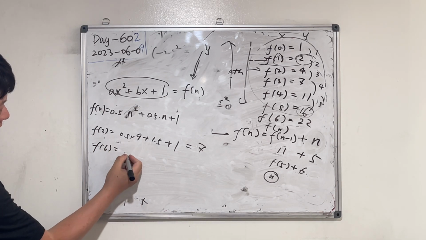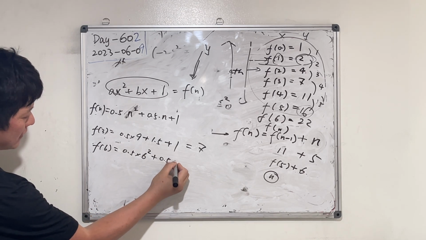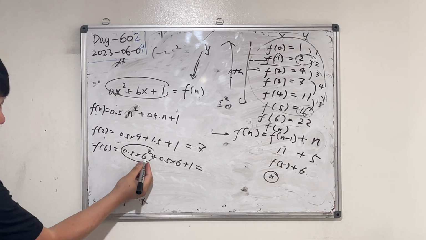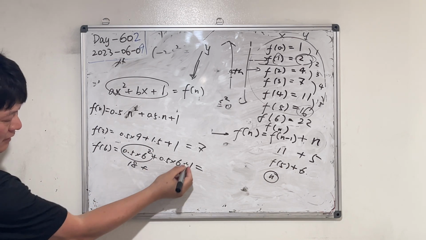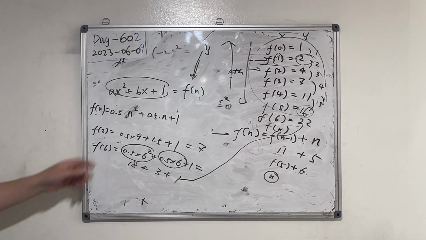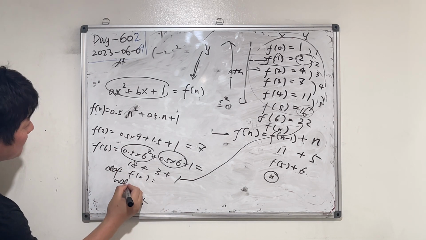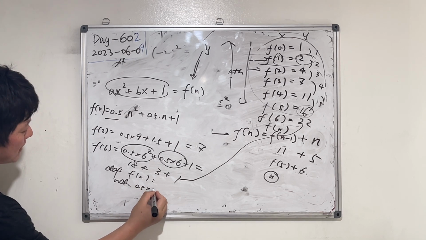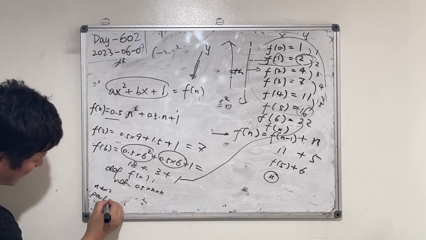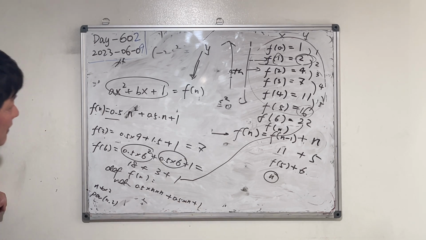F6 equals 0.5 times 6 squared plus 0.5 times 6 plus 1. What's this answer? 18 plus 3 plus 1, 22, right? Yeah. Okay, so we have this equation and we can just define Fn to return 0.5 times n to the power of 2 plus 0.5 times n plus 1.